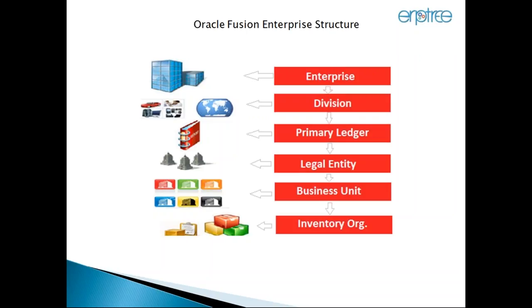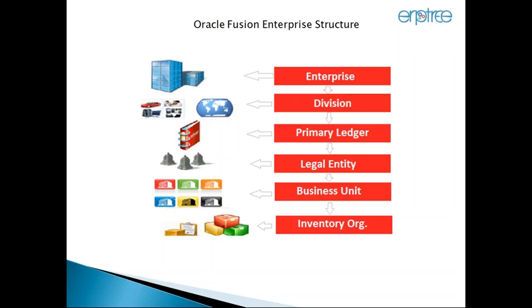We have primary ledger, which is available the same way, and legal entity, the same as we had. The operating unit, we are no more calling it an operating unit, it is business unit now. There is a lot of difference between the way you used to define operating unit in EBS and the way you define business unit in Fusion. We have new flexibilities to set up the business functions, meaning the business function that you are performing. Let's say one of your business units only performs requisitioning, so you are flexible to choose only the requisitioning business function, not required to choose all of them.